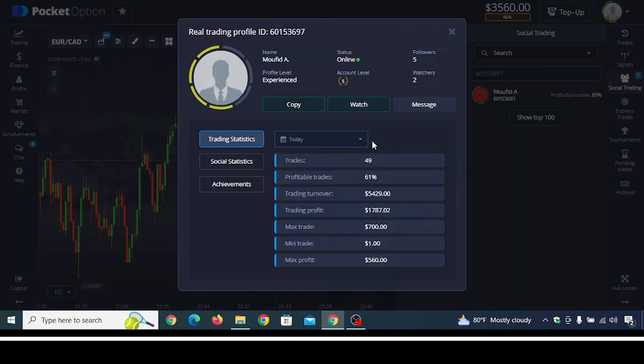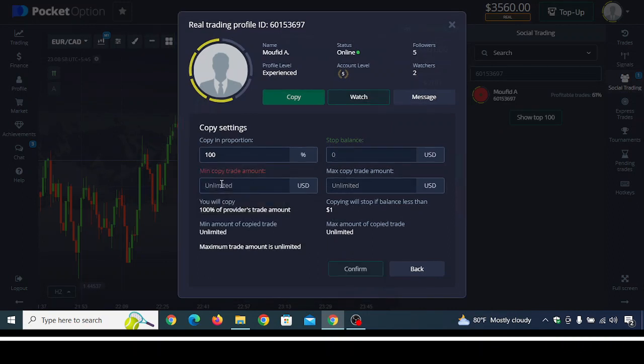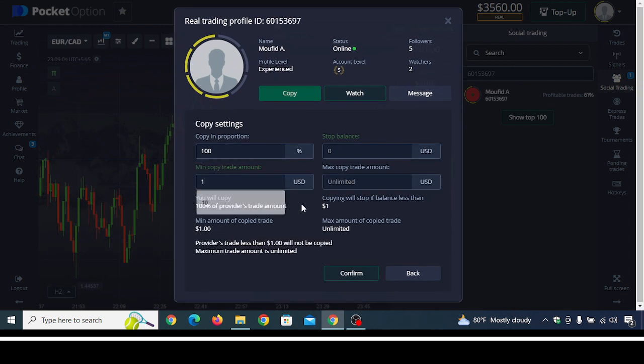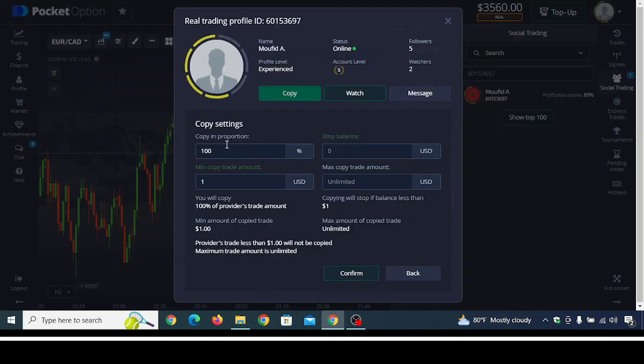So firstly, you click on copy. Let's say you put nothing in the stop balance and minimum copy trade amount. If you do nothing here, it will show red text, so you should put at least one here, and you can leave the rest unlimited. So if you put 100% here, that means if I make $200 per trade, you will also make $200 per trade.